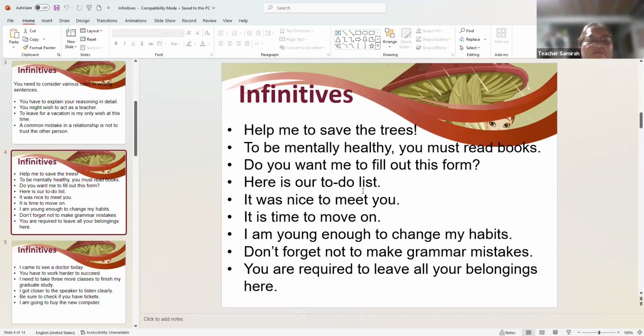Look at this. Help me to save the trees! If you look at the sentence, it is actually an exclamation. It is using an exclamation point, right? So I can visualize that the one who is trying to tell us about the trees is very excited. Can you see or visualize that by just simply using the exclamation point?